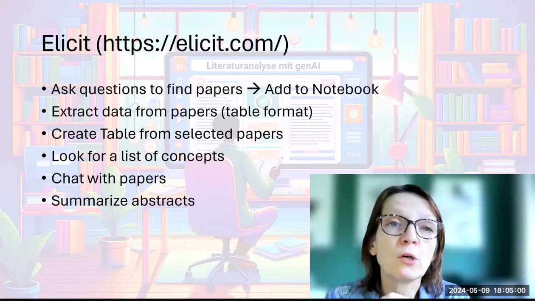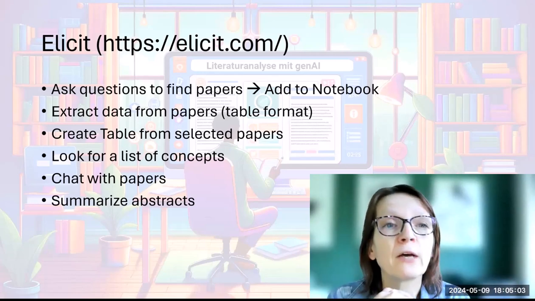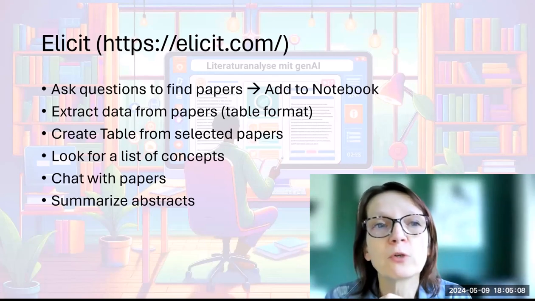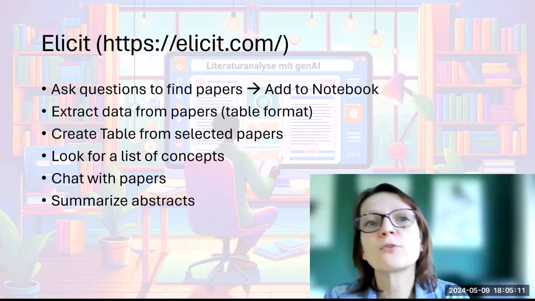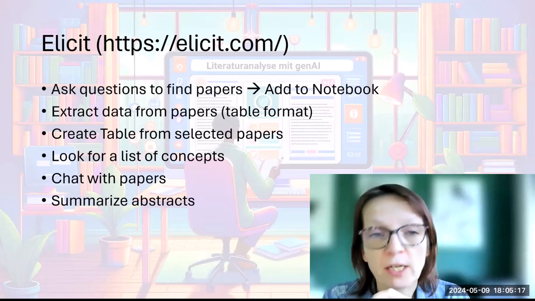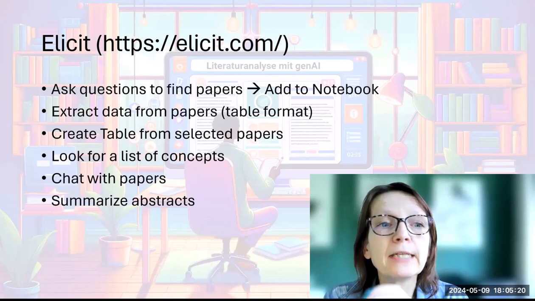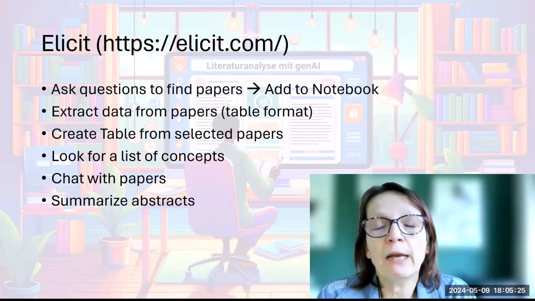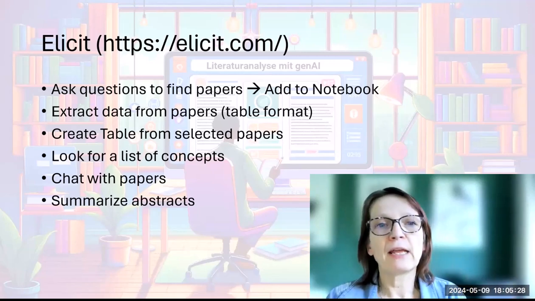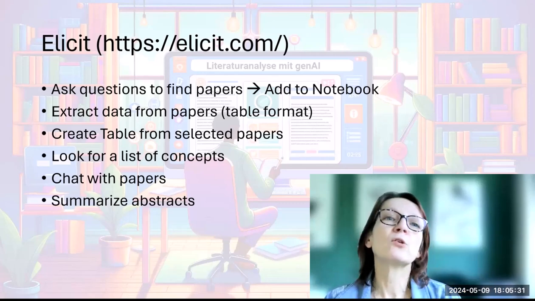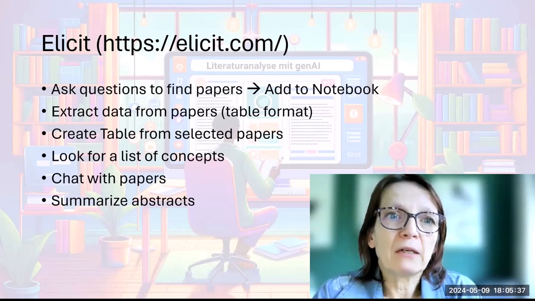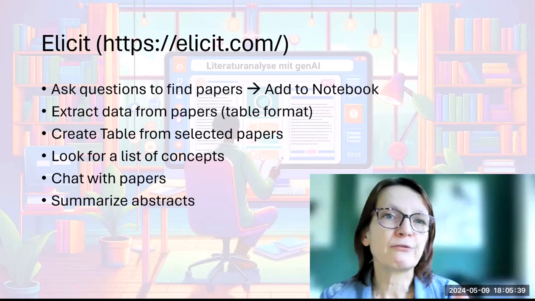Or you can also create your own tables, and we can try that out, where you basically enter a little prompt of what you want to see in your columns. You can also look for a list of concepts in the paper that you need to define up front, or chat with the papers. And maybe I can already point that out here, because you often read that with all of these AI applications, we are now able to analyze vast amounts of material, whether it's for analyzing data or for literature review.